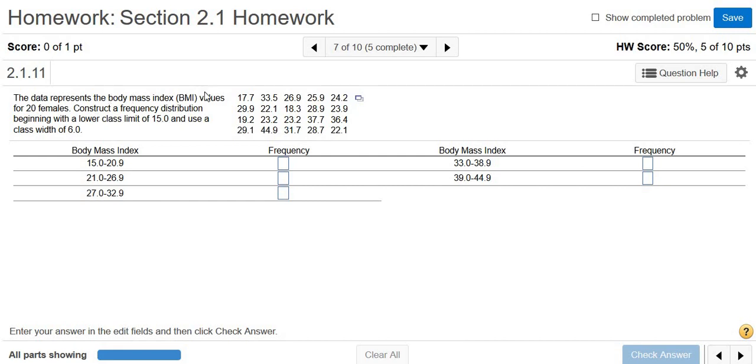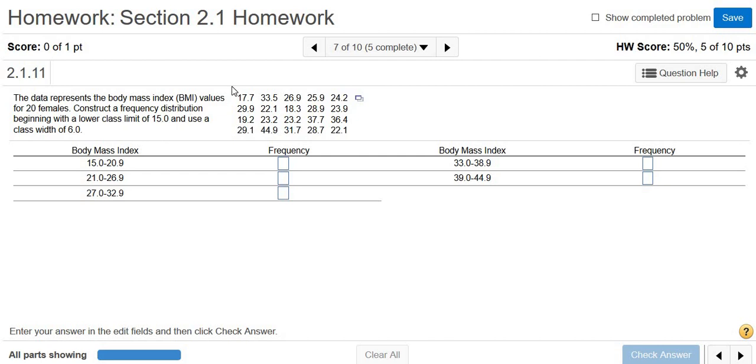The data represents the body mass index, BMI, of 20 females. Construct a frequency distribution beginning with a lower class limit of 15 and use a class width of 6. So it looks like they've already created all of the classes for us. For example, the first class is all of the females with body mass indices between 15 and 20.9. So all we have to do is count all of the numbers between 15 and 20.9.